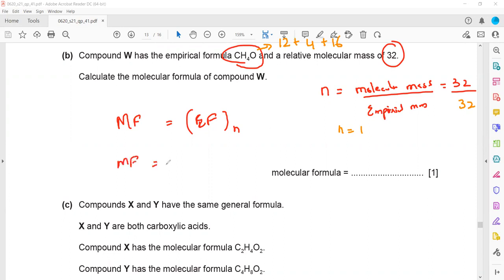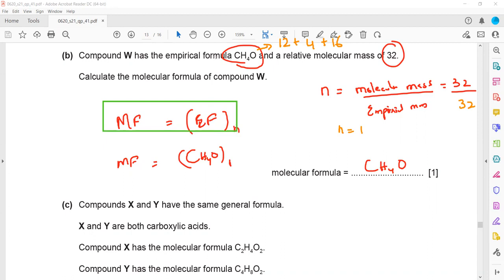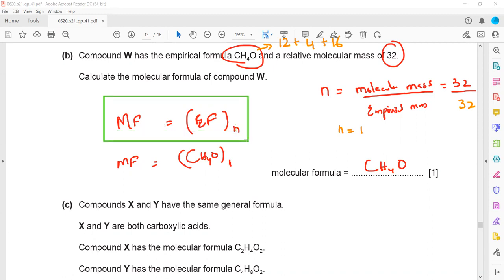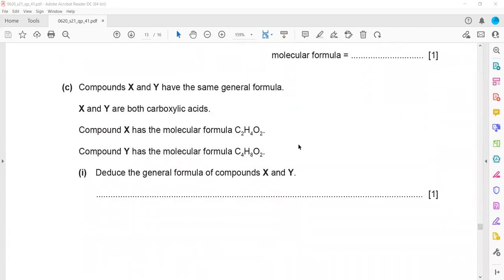So the molecular formula is equal to the empirical formula multiplied by n. The empirical formula is CH4O, and the value of n is 1. So when we multiply, we get the same molecular and empirical formula. So this is a way to calculate the molecular formula of a compound. We will do more examples, as yesterday I just explained how to get the empirical formula, but the next step was to find the molecular formula from the empirical. So this is how we work it out. This part we'll discuss today in the session.